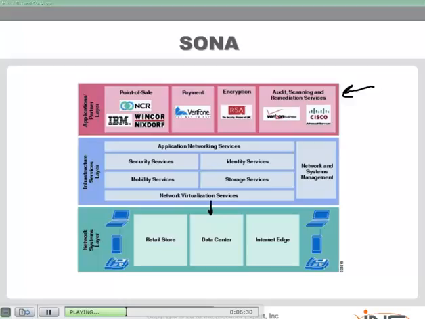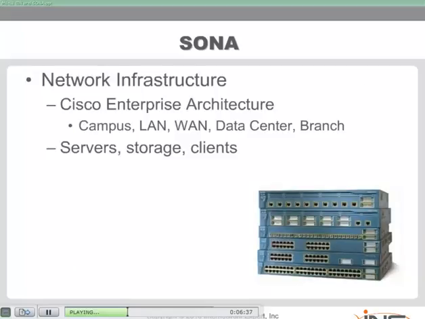So, as we memorize SONA's architecture, we know it all starts at the bottom with the network infrastructure. And later on today, we'll be looking at the Cisco Enterprise Architecture. This Cisco Enterprise Architecture is going to reveal for us the particular modules that we can utilize to build this complex network infrastructure. Not to give too much away, but we'll be taking a look at a campus area that includes a LAN. We'll be taking a look at a WAN area, a data center area, a branch area, and these are just some of the modules and submodules that make up Cisco's enterprise architecture.